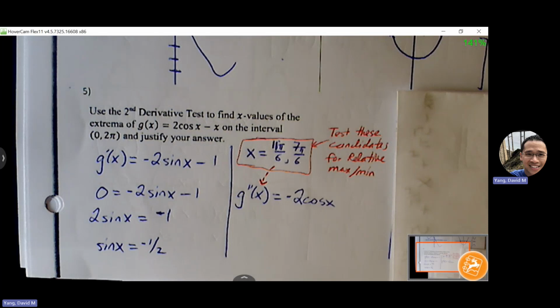Okay, everybody good with finding these candidates from f prime? So find your second derivative function and then insert the 7π/6, 11π/6 into g double prime, and then look to see whether it's a positive or negative value. The actual value for the second derivative is not that important. It's whether it's positive or negative.